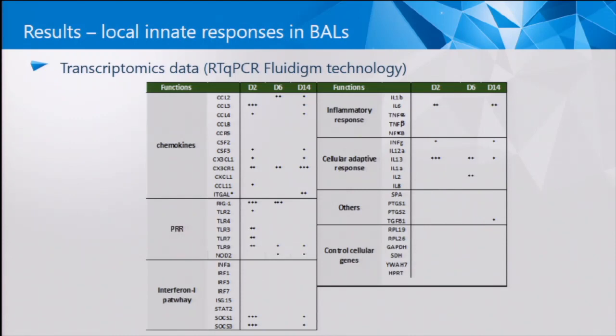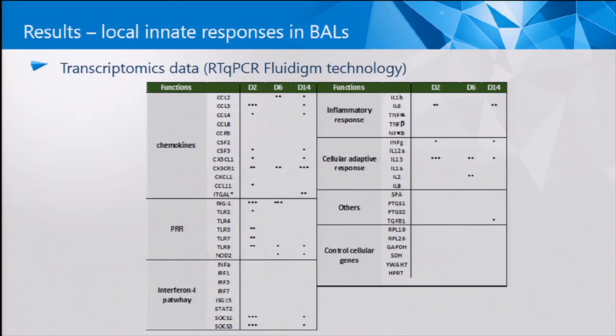Having detected the virus in the lungs, we also analyzed the local immune response in BAL, bronchoalveolar lavage, and using a transcriptomic assay, we showed that IDV infection induced an active and significant overexpression of PRRs in the lungs. You can see here day 2, day 6, and day 14 for every parameter. But although this overexpression was clear, we do not observe an overexpression of genes implicated in the interferon 1 pathway.